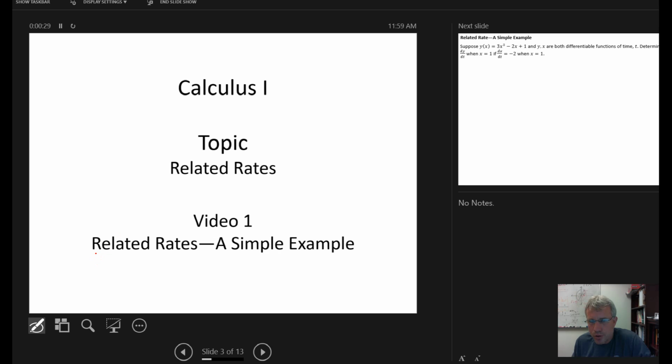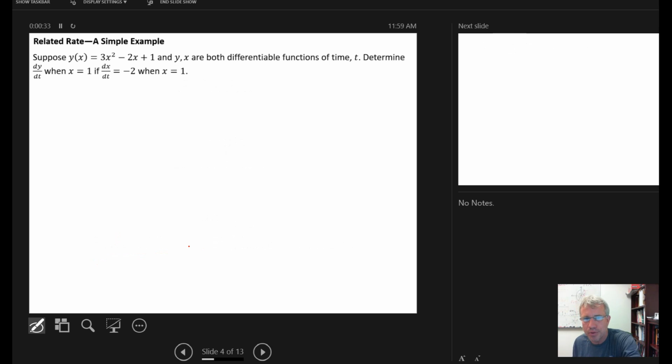So in this video, we're going to show a related rates example, probably an oversimplified example from how you would typically encounter this, but we're doing it just as an intro, and then we'll do things that are more difficult in subsequent videos. So it says, suppose y of x equals 3x squared minus 2x plus 1. y and x are both differentiable functions of time, and it says find dy/dt when x equals 1 if dx/dt equals negative 2 when x equals 1.